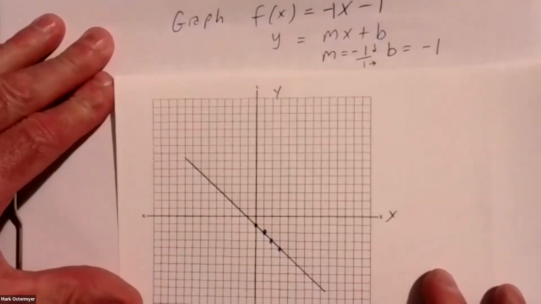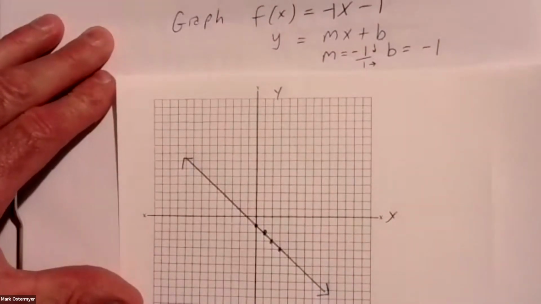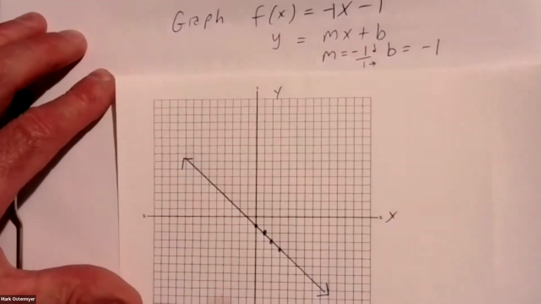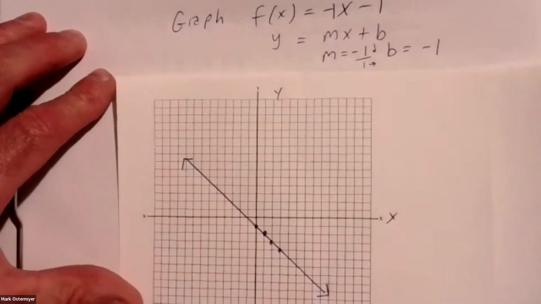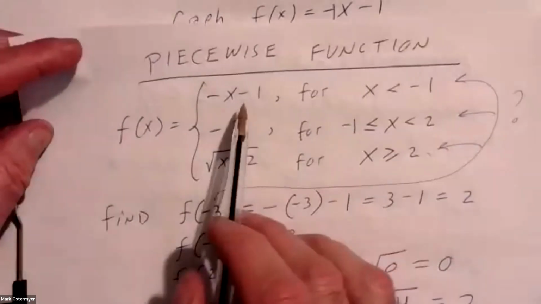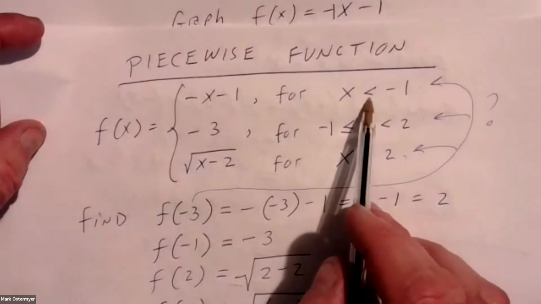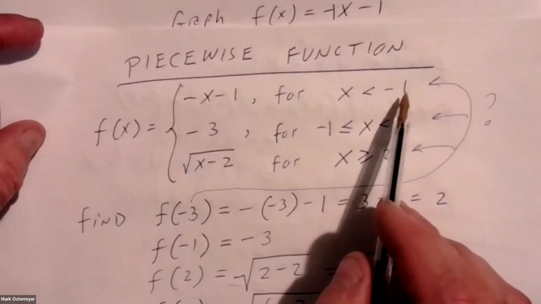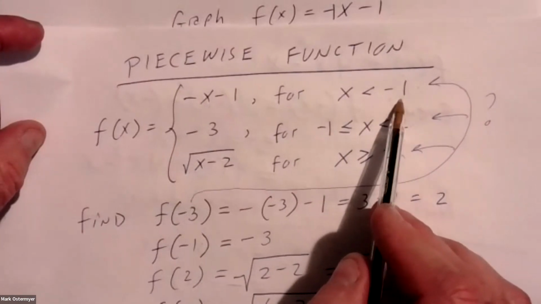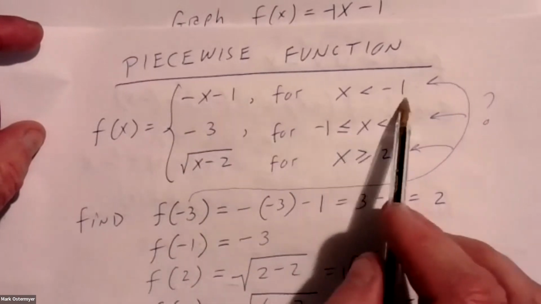f of x equals negative x minus 1. Oh, but wait a minute. We cannot continue to keep this entire graph because we need to understand, ladies and gentlemen, that this linear definition of f of x equals negative x minus 1 is only valid for input values that are less than -1. So we're going to have to erase the graph of this first definition for any input values that are -1 or larger.